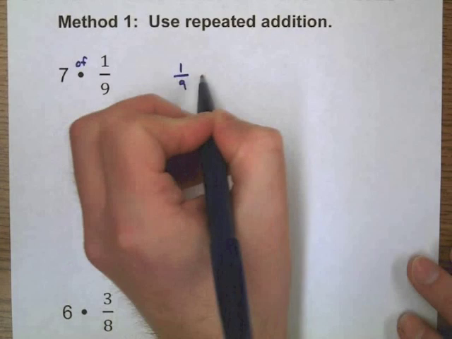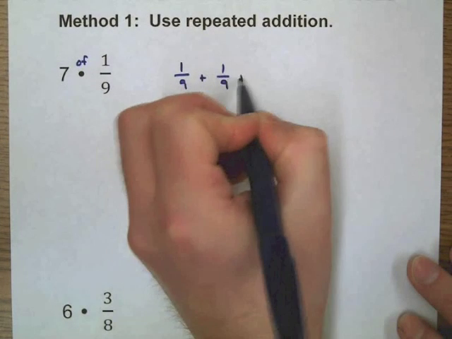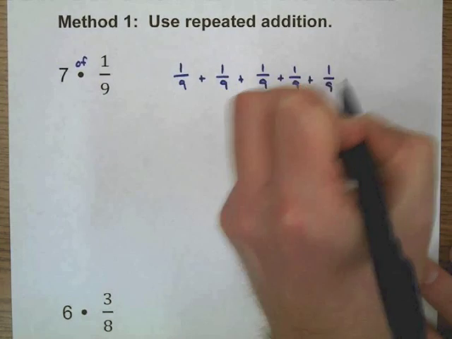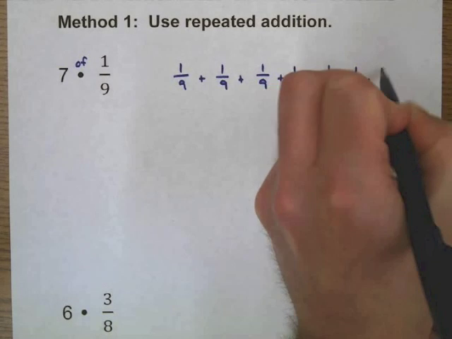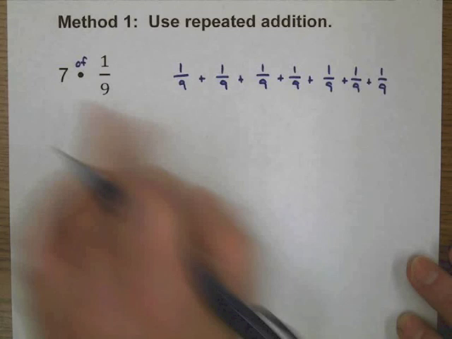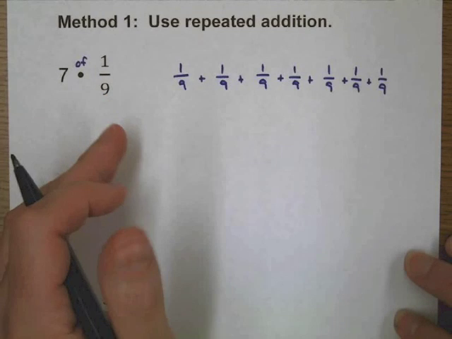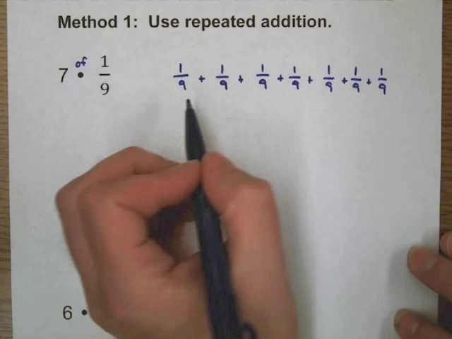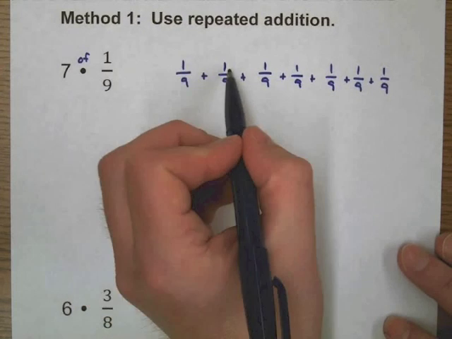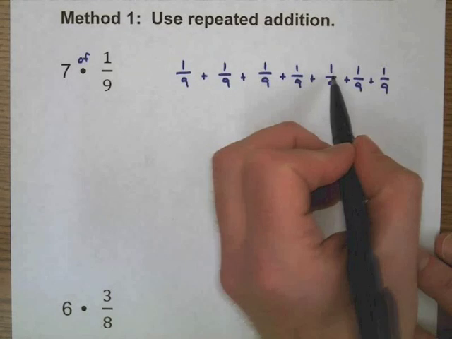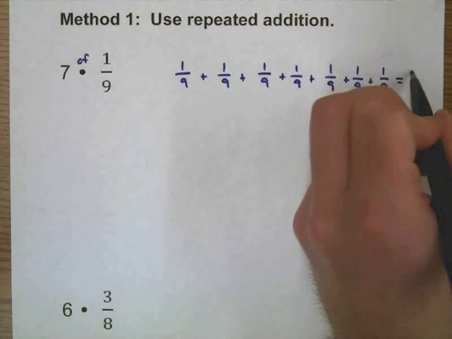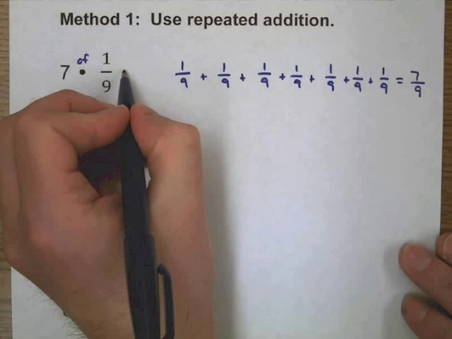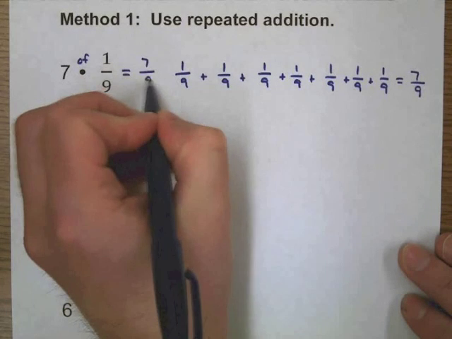So here's 1, 2, 3, 4, 5, 6, and 7 of those. I have 7 of these 1/9. Well, I know that if I have a common denominator on the bottom, I can add up the numerators when I'm adding fractions. So I have 1/9, 2/9, 3/9, 4/9, 5/9, 6/9, and 7/9. So I can say that 7 multiplied by 1/9 is 7/9.